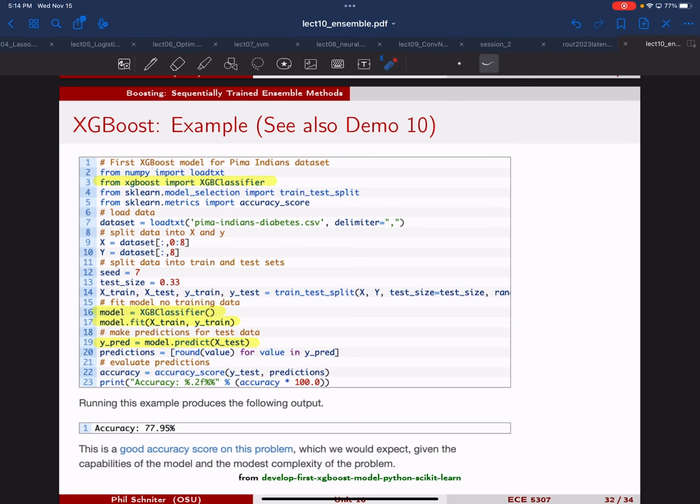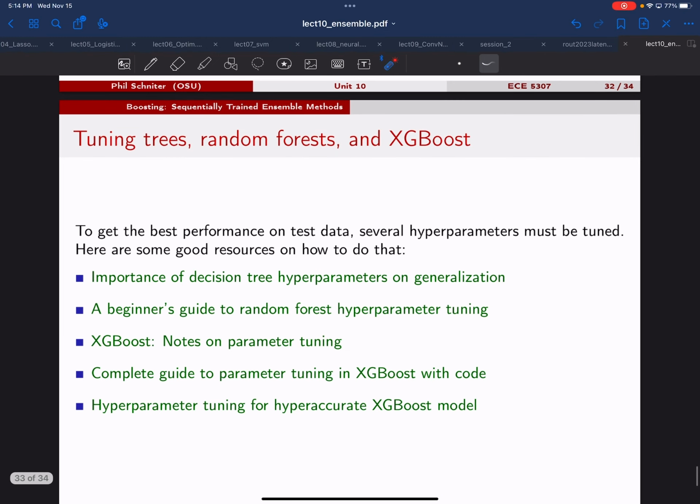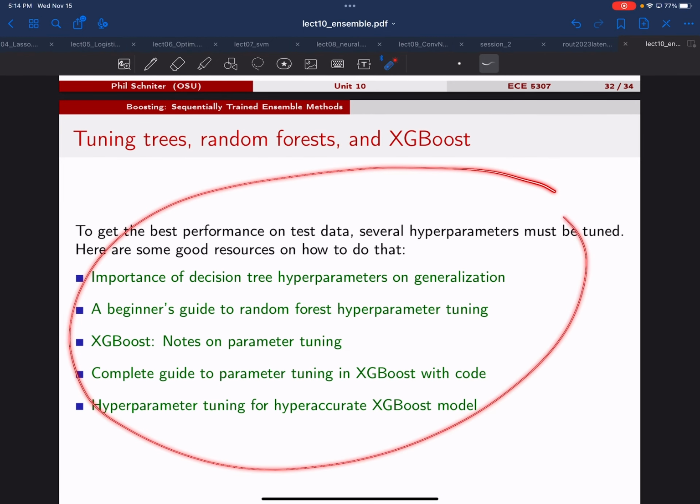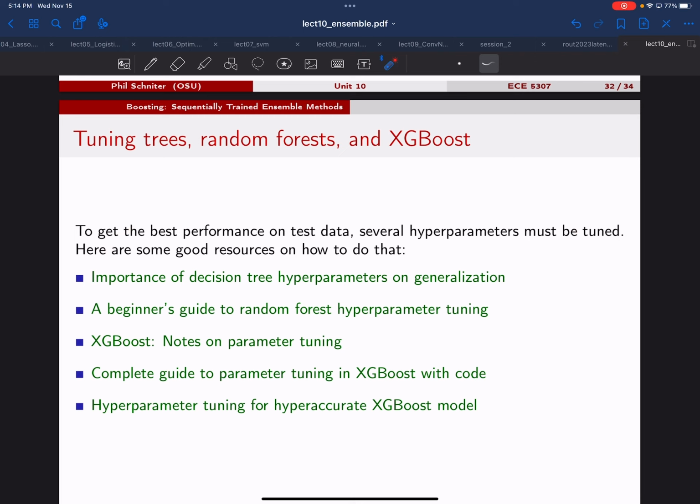So that's all I have to say about boosting trees. There's this last page that has links to see how to tune random forests and XGBoost and so on. These would be useful if you're doing the project on the tree methods. I would say dig into these articles, read about the tricks, and then try what they suggest.